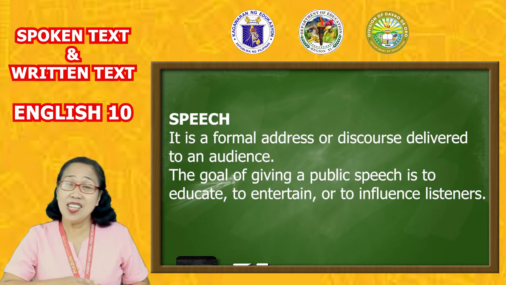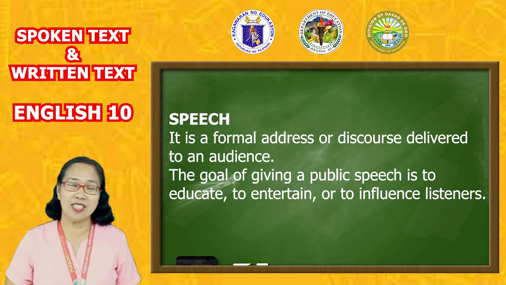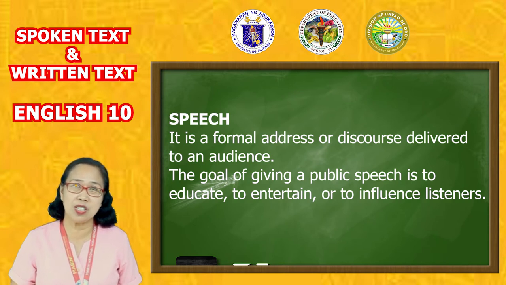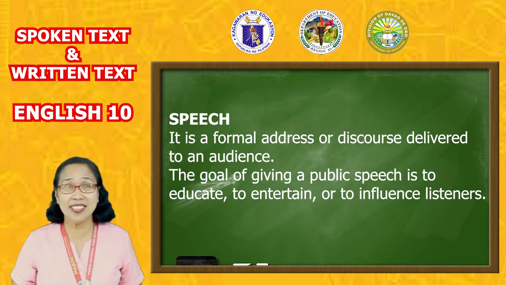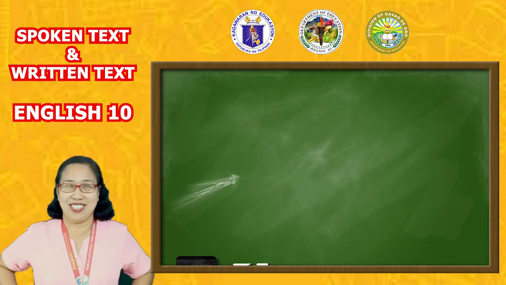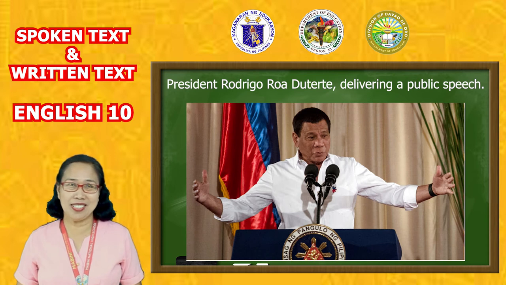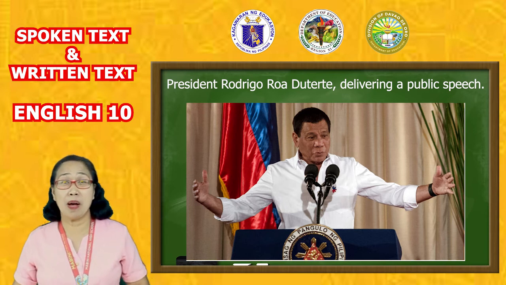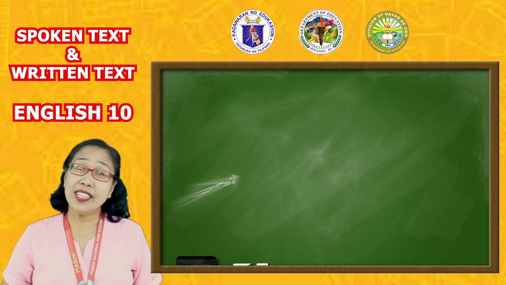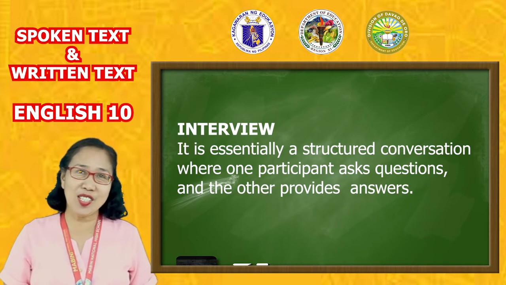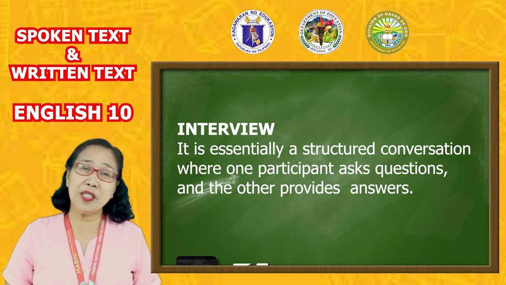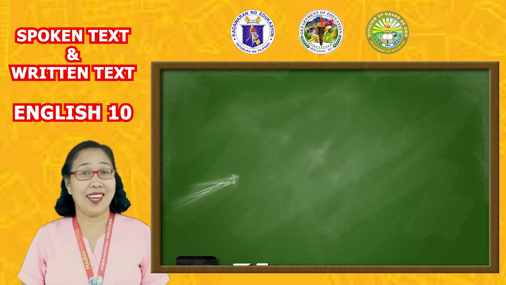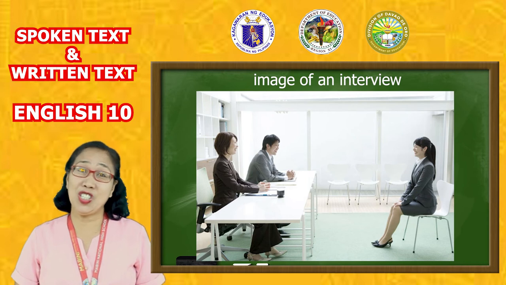Fourth is speech. It is a formal address or discourse delivered to an audience. The goal of giving a public speech is to educate, entertain, or to influence listeners. Here is an image of President Rodrigo Roa Duterte delivering a public speech. Fifth is an interview. It is essentially a structured conversation where one participant asks questions and the other provides answers. An image of an interview is shown on the screen.